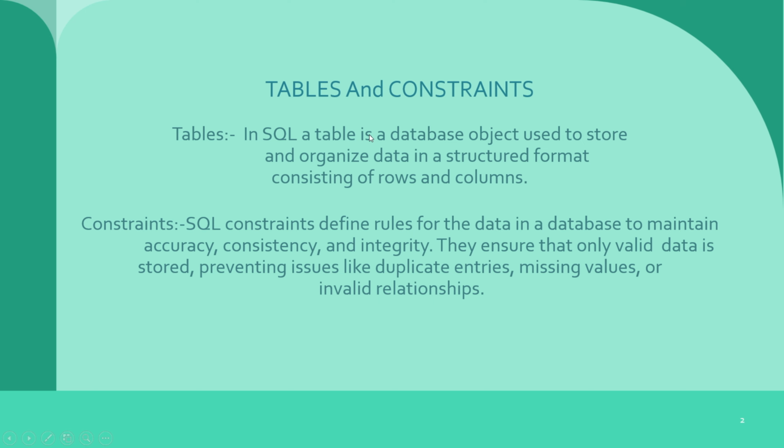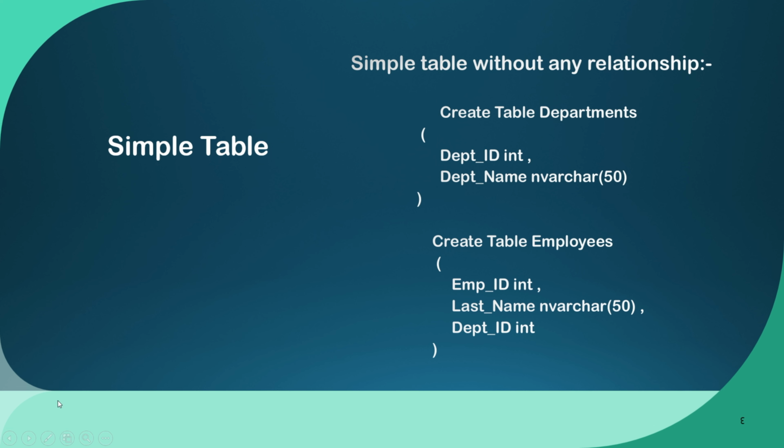So, in SQL, a table is a database object that is used to store and organize data in a well-structured format consisting of rows and columns. The next one is about the constraint. In SQL, a constraint defines rules for the data in a database to maintain accuracy, consistency, and integrity of data. They ensure that only valid data is stored, preventing issues like duplicate entries, missing values, or invalid relationships.